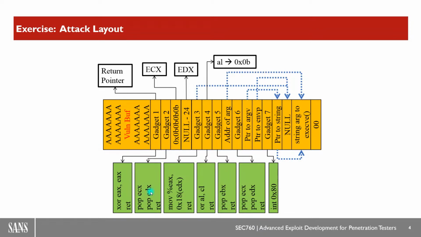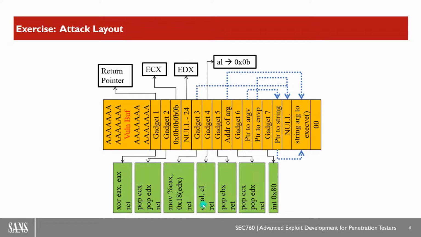I know some of you are thinking, isn't that the technique we did in Windows SEH overwrites? Yes, but this is different. We're going to pop into ECX the value 0B, 0B, 0B, 0B. The reason we care about 0B is because that is syscall number 11, which is for execve. So we only care about the lowest byte. If you wanted to put 01, 02, 03, 0B, that's fine, but that last byte needs to be 0B.